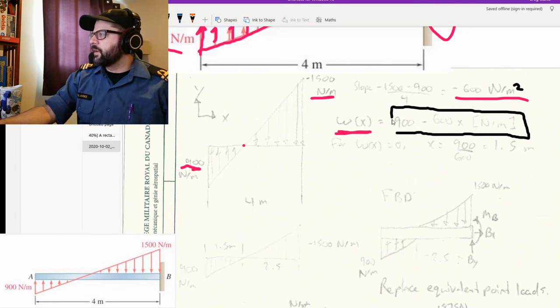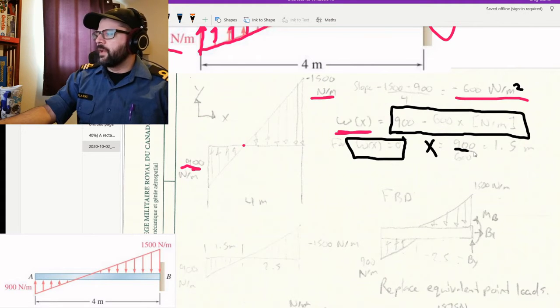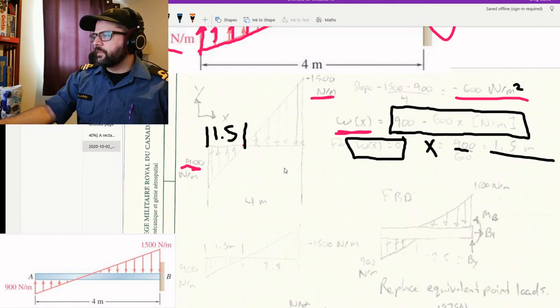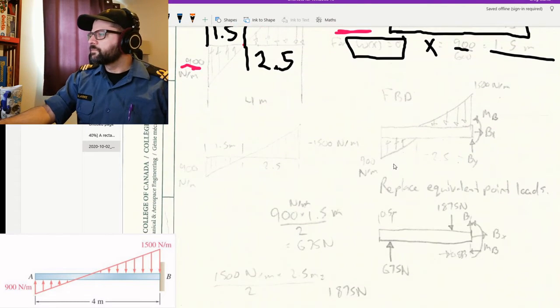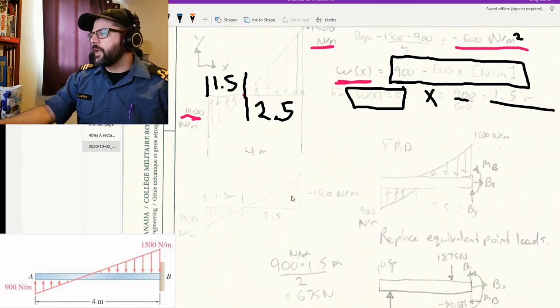So anyways, we've got a function here. We can solve for where the intercept is relatively simply. That'll just be at x equal to 900 divided by 600, so 1.4 meters. Sorry, 1.5 meters. And this is 2.5 meters here, which looks about right to me. So I'll just redraw that here.